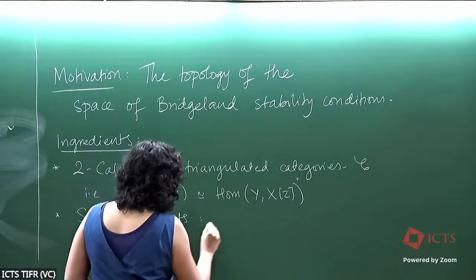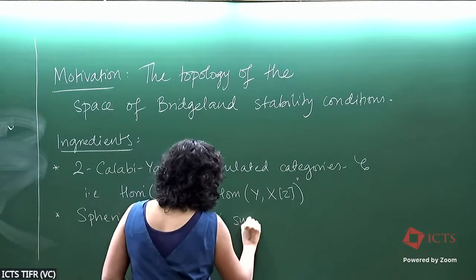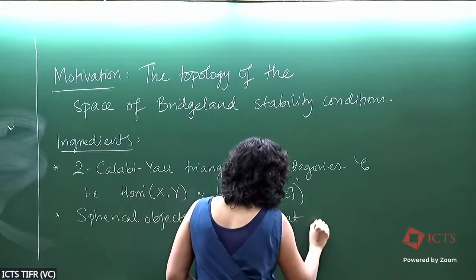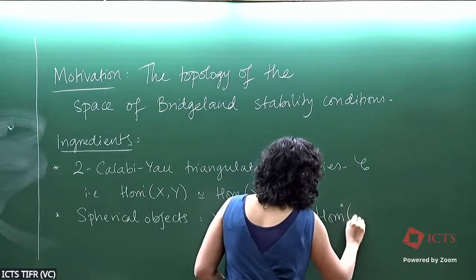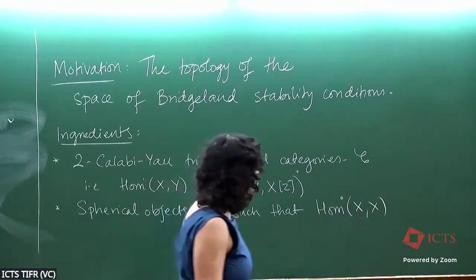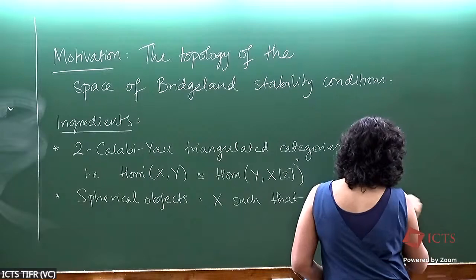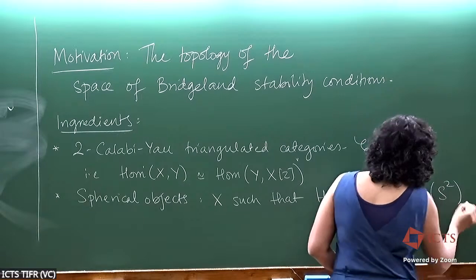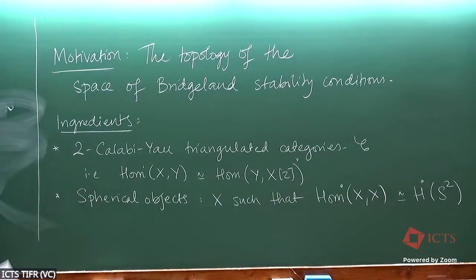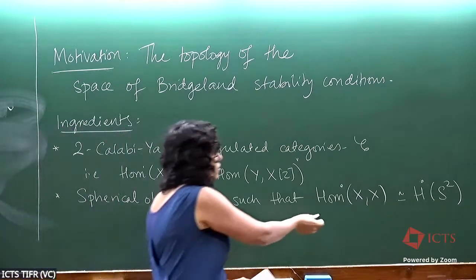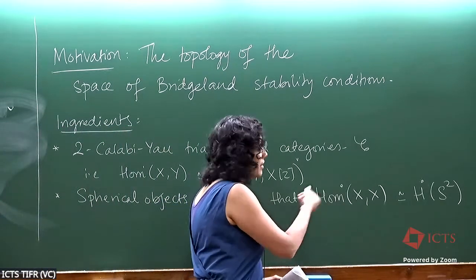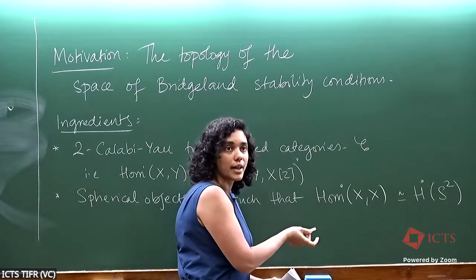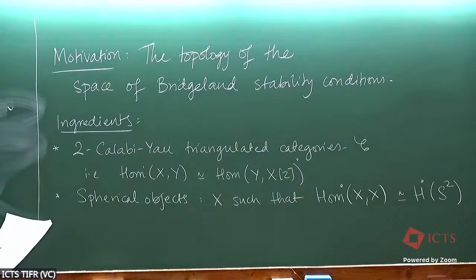So these, for me, are objects X of the category such that if you take the endomorphism algebra of this object, it looks the same as the cohomology algebra of the two sphere. So these are the objects that I'm interested in. And I'll just say a quick word about why these are interesting for me. It's because these are the sort of simplest possible objects in terms of endomorphisms in a Calabi-Yau category. So this is the smallest possible endomorphism ring you can have.